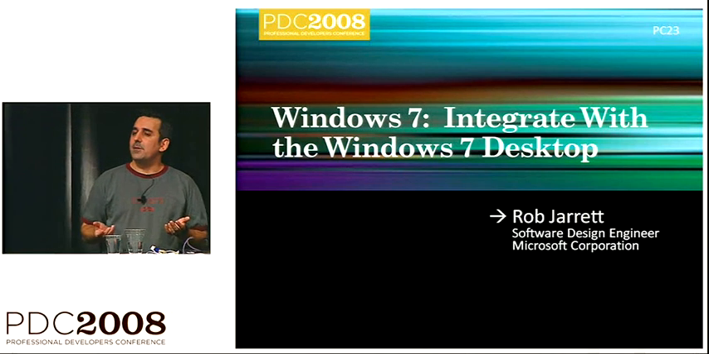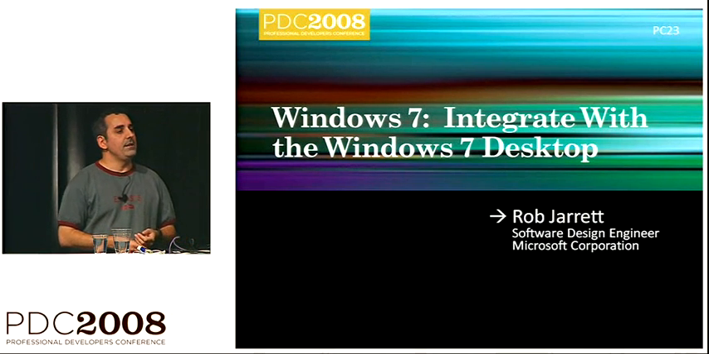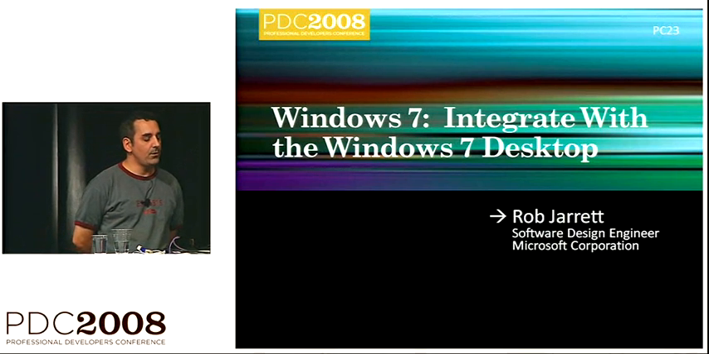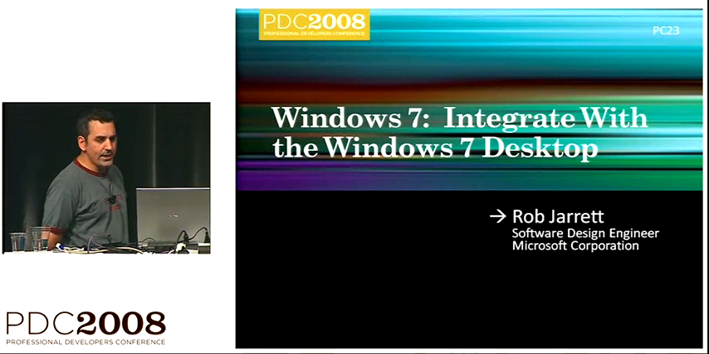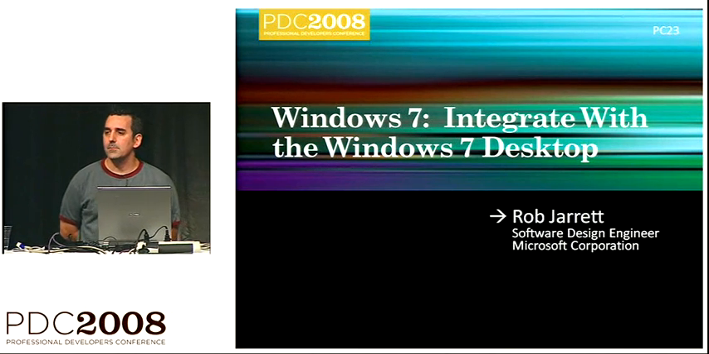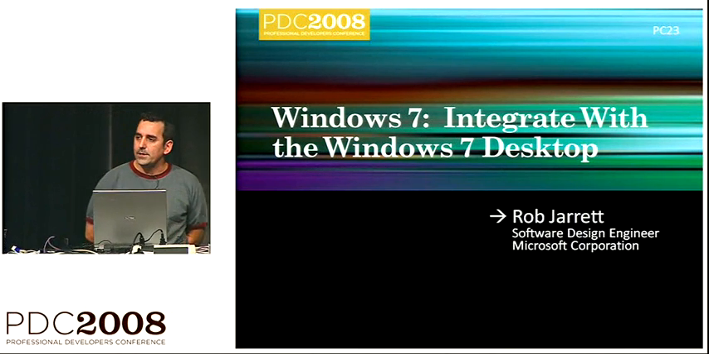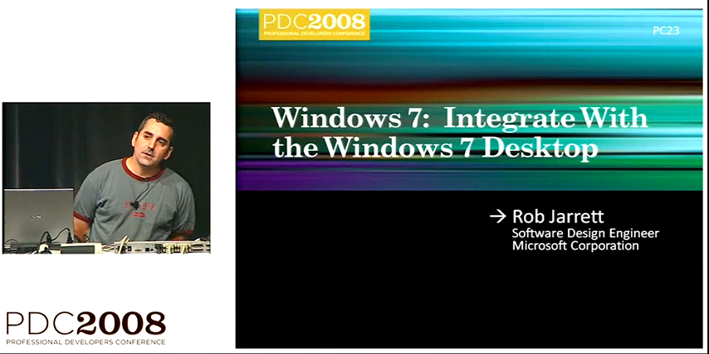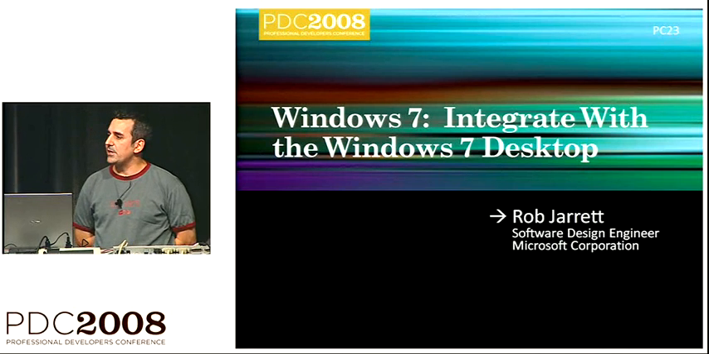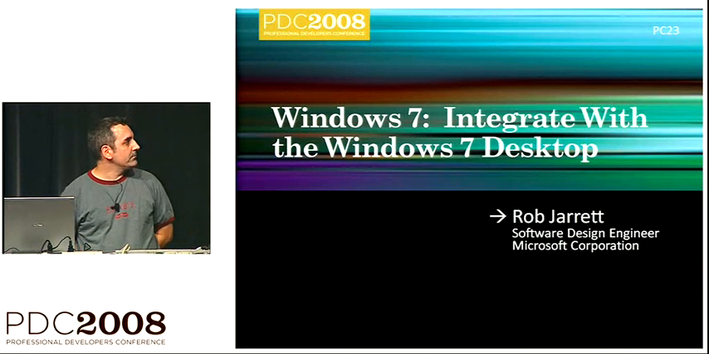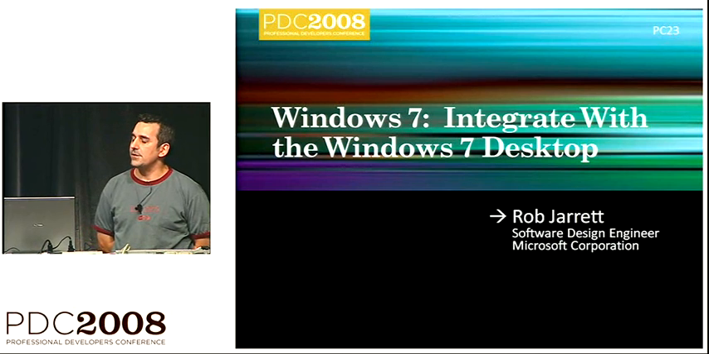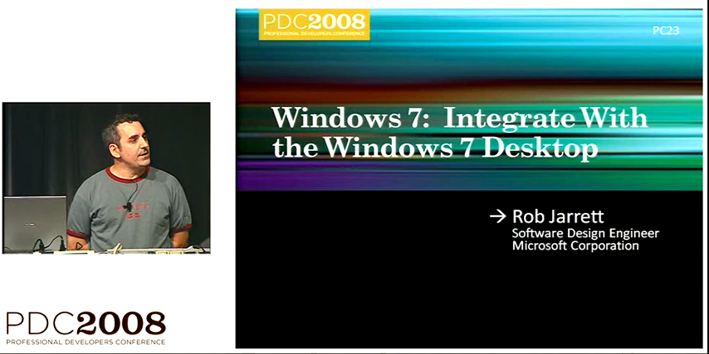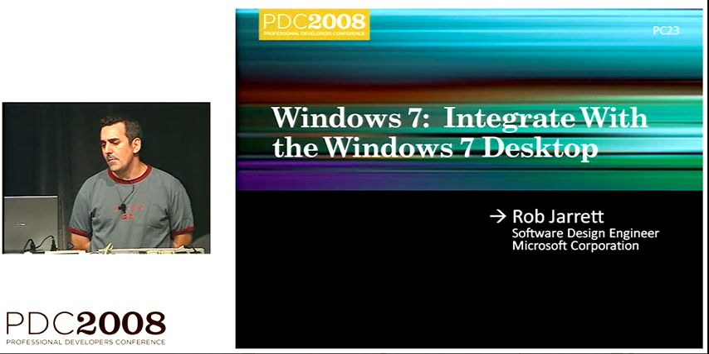Well, my name is Rob Jarrett, and I'm a software design engineer on the Windows team at Microsoft. And specifically, I'm on the Core UX team. And we own things like the taskbar and the start menu, the actual desktop window, gadgets, and related technologies. And a software design engineer, in case you didn't know, is somebody who writes code. And so I worked on a lot of the features that I'm going to be showing you here today, as far as APIs and a lot of the visuals and animation and things like that.